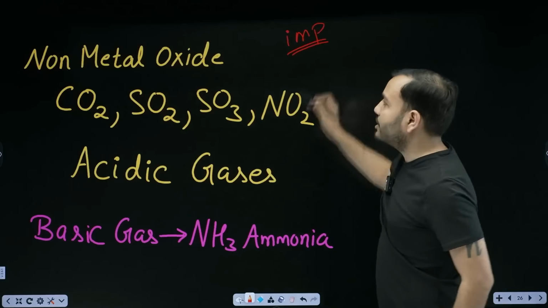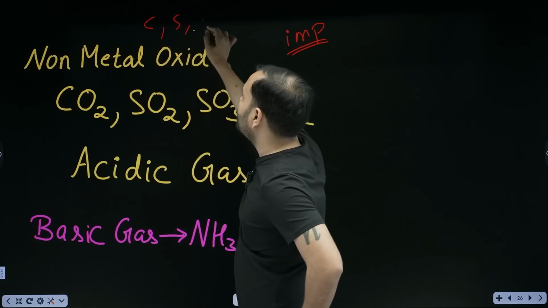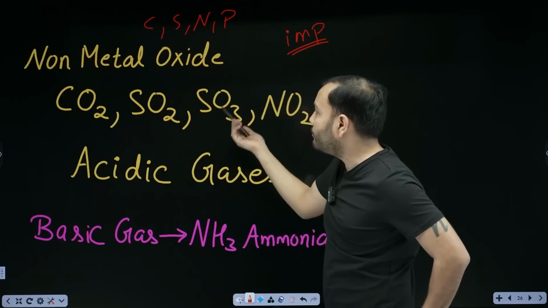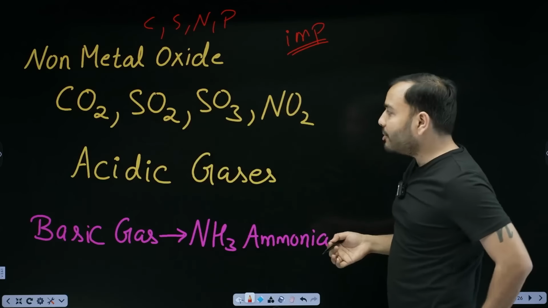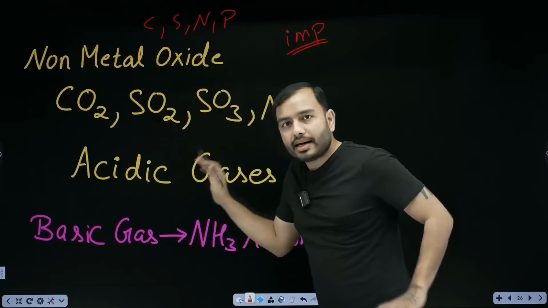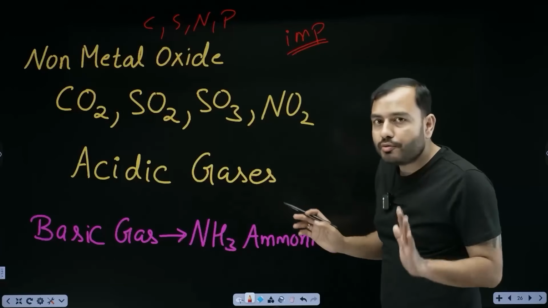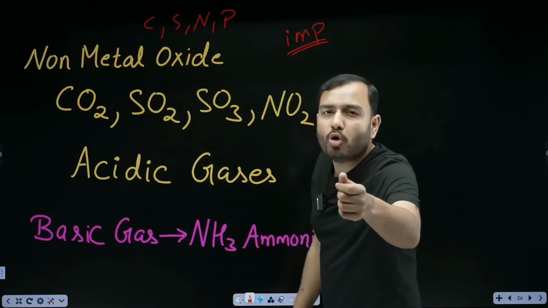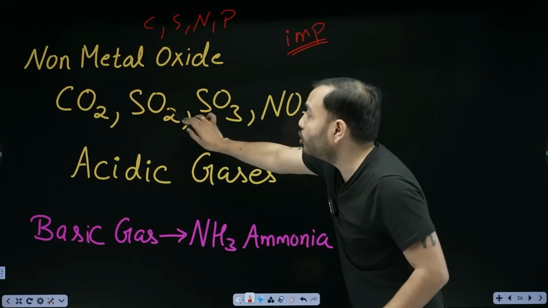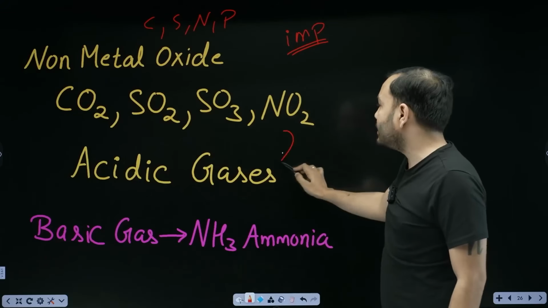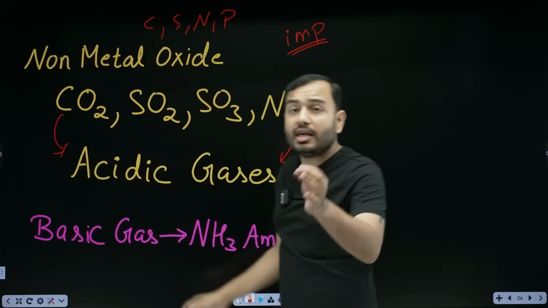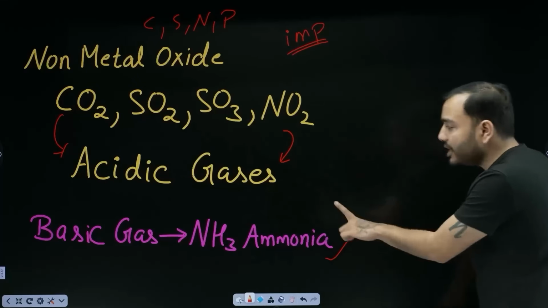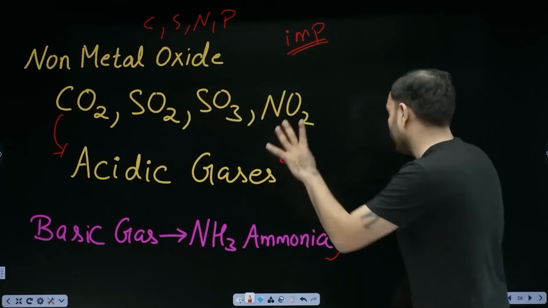You have just seen the oxides of non-metals like carbon, sulfur, nitrogen, phosphorus: carbon dioxide, sulfur dioxide, sulfur trioxide, nitrogen dioxide. They are all acidic. They react with base to form salt and water. Carbon dioxide is acidic, so what will it do? If you take a moist blue litmus, it will turn red. These gases are acidic. In your syllabus, there is also a basic gas, which is ammonia.